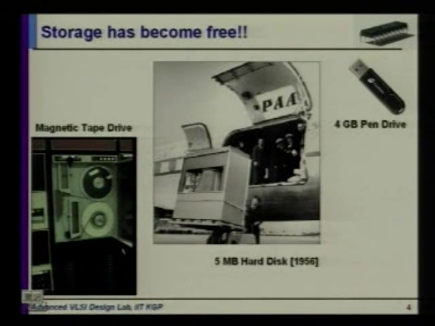The thing that is being loaded on this plane is a 5 MB hard disk in 1956, right? So if that was the case in 1956, it's not surprising that 256 MB would be on a trolley in the year 1986. And then we have this 4 GB pen drive, which is as commonplace as it can be today. So that's what we mean by storage has become free.